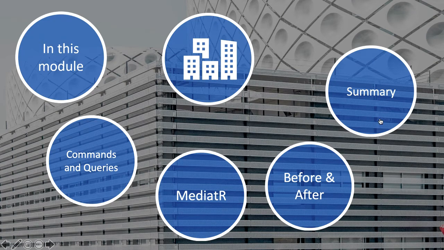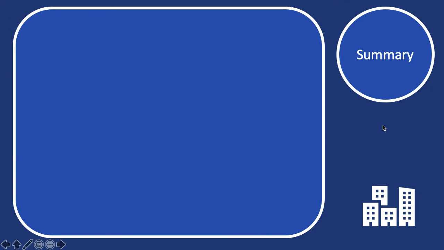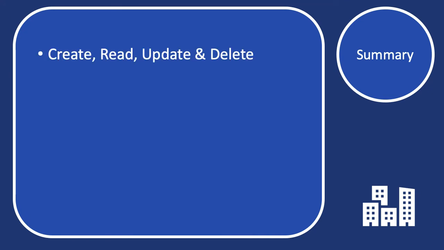Okay, so now we've reached the end of Module 4. Let's just take a quick look at a summary of what we've covered in this particular section. And obviously we've now created our CRUD application, and we've taken a look at thin API controllers. And our API controllers are going to stay really thin.